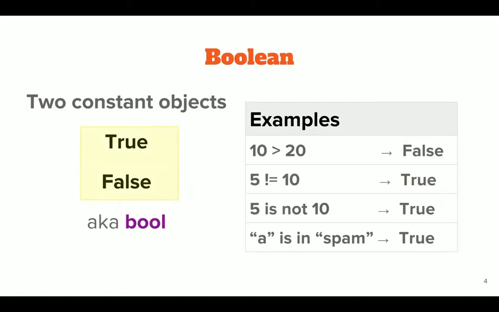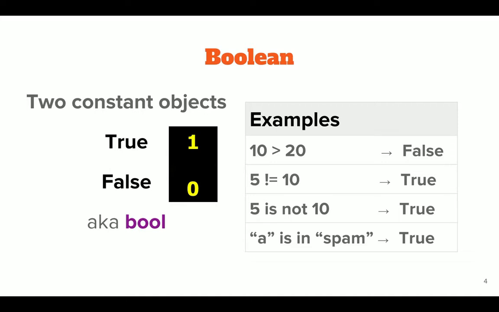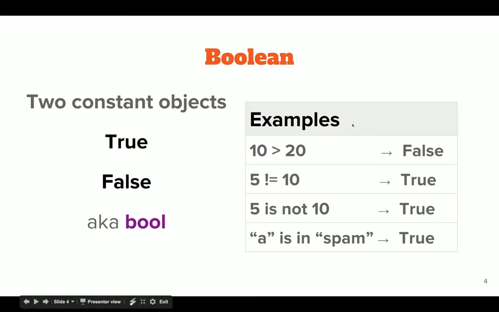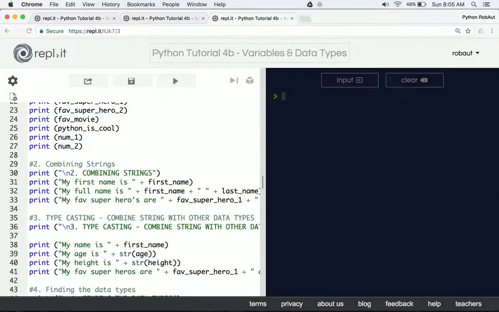Boolean is a two-constant object, either true or false. In Python, it is represented as bool in short. In numeric context, they behave like the integers 0 and 1. 0 stands for false and 1 stands for true. Over here, in the example on the right, you see some things which may not make sense at the beginning. If you ask Python whether 10 is greater than 20, Python will say false. Likewise, if you ask whether 5 is not equal to 10, Python will reply with true.